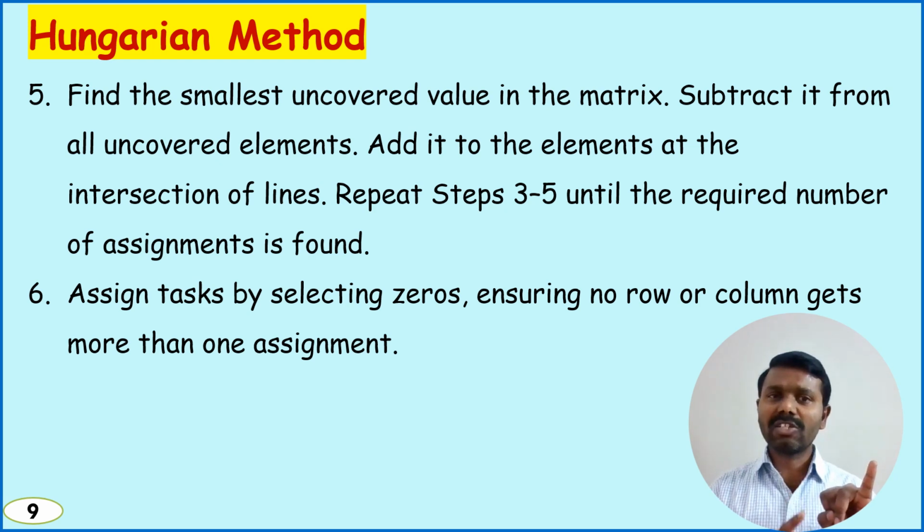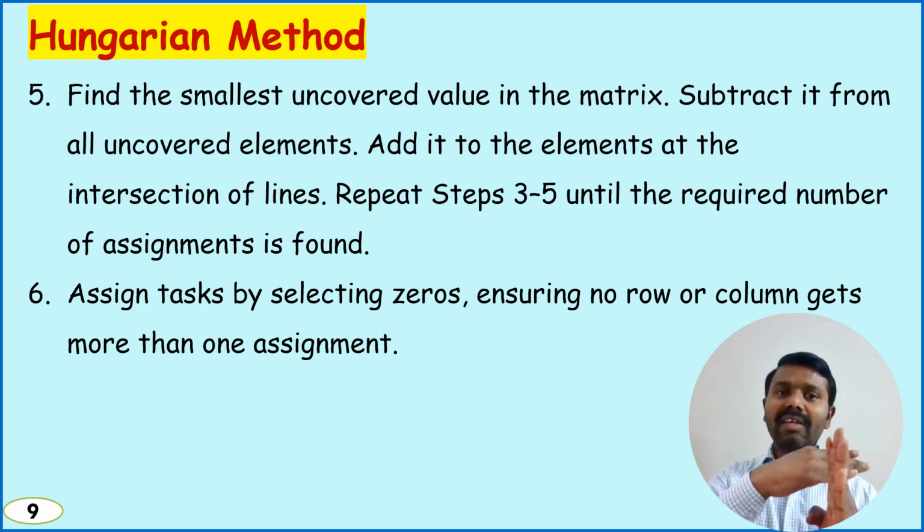Subtract the smallest value from every uncovered element, and also we need to add this smallest value at the intersections of the lines. If there are some horizontal and vertical lines, there will be an intersection of the lines. Wherever there is an intersection, there will be some value. To that value, you need to add that minimum value.